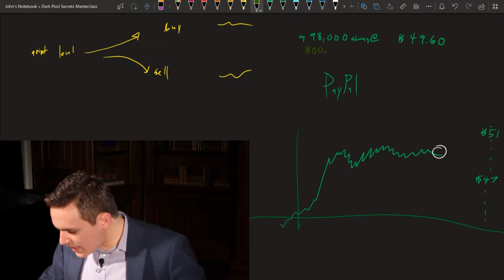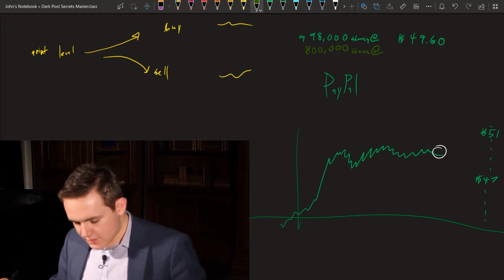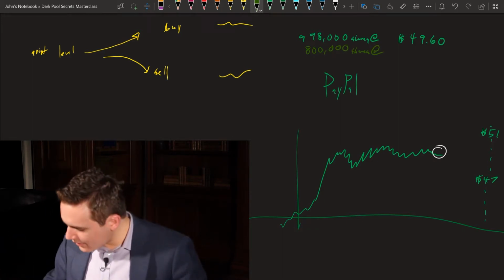After this one, they saw another one, and this second one was 800,000 shares at $49.75. So very similar price, but you can see you've got two different prices here. But in conjunction, you're looking at like 1.6 million shares of a $50 stock. That's 80 million. That's a lot of money.